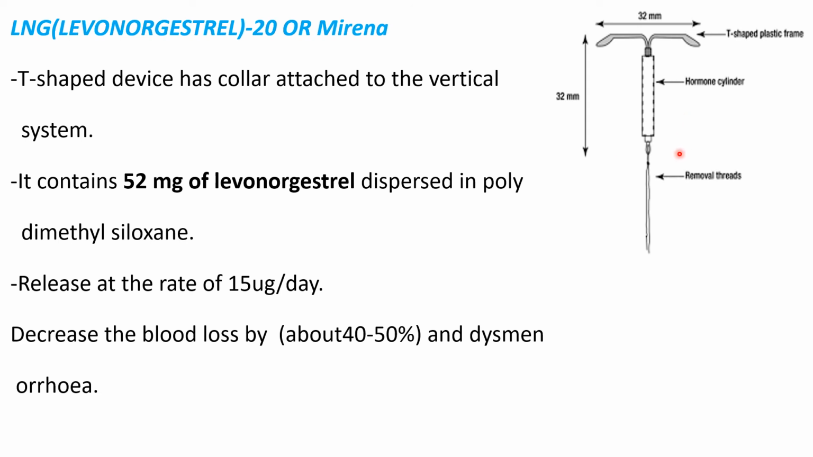The main function of this one is that it decreases the blood loss by approximately 40 to 50%, and dysmenorrhea. Dysmenorrhea means the correction of menstrual problems, if any occur, especially during the menstrual cycle.